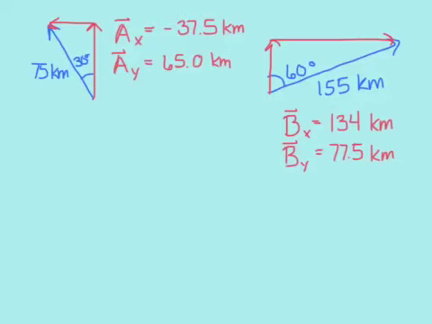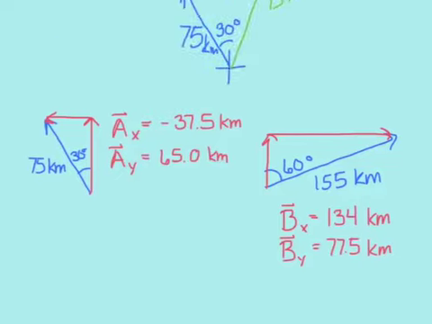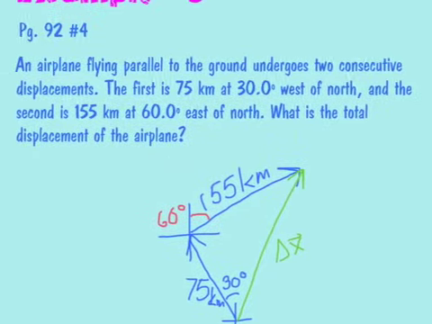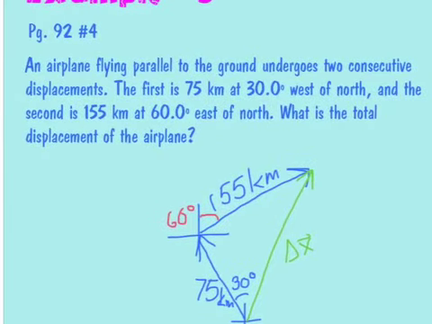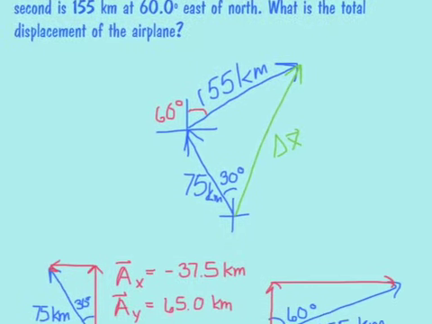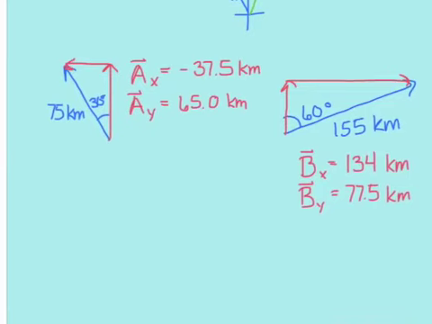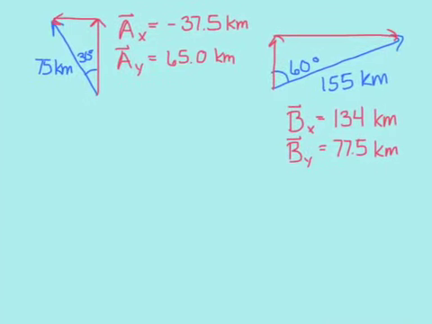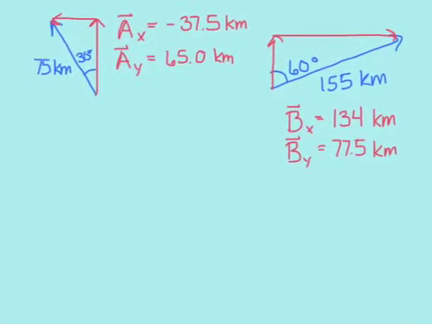You'll also notice, if you take a look at how the values were given to you, for our first vector, it says 75 kilometers at 30 degrees west of north. Since west would be considered the negative direction, it has a negative x component. Both of these have north, so their y component is positive, and the second displacement has east in its direction, so its x component is positive. Those are just some hints to help you get those signs correct.